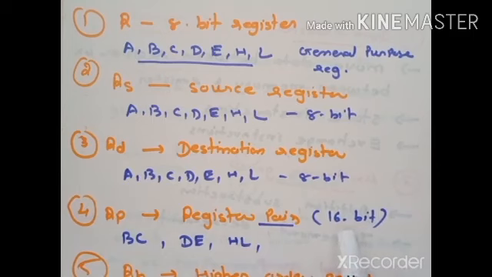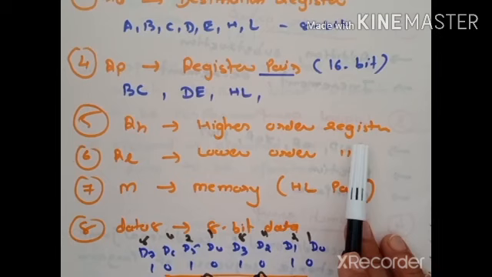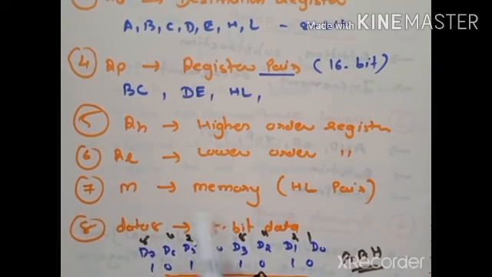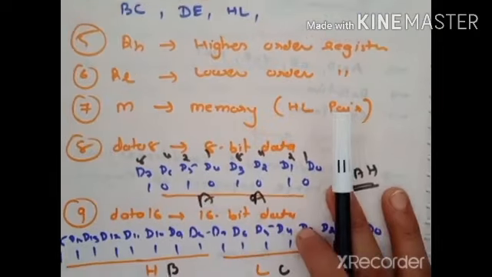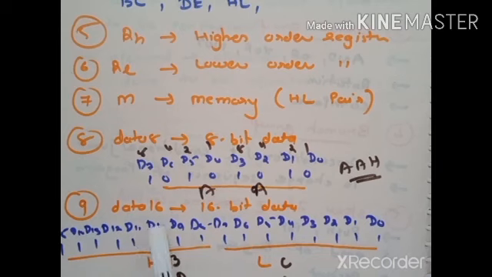In the register pair, BC means the combination of B and C registers. D means the combination of D and E registers. HL means the combination of H and L registers. Then RH means higher order register. Then RL means lower order register. Then M means memory. As a memory, always the HL pair is used. Then data 8 means 8-bit data. Then data 16 means 16-bit data.